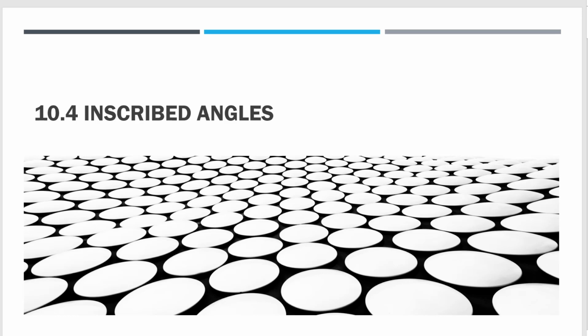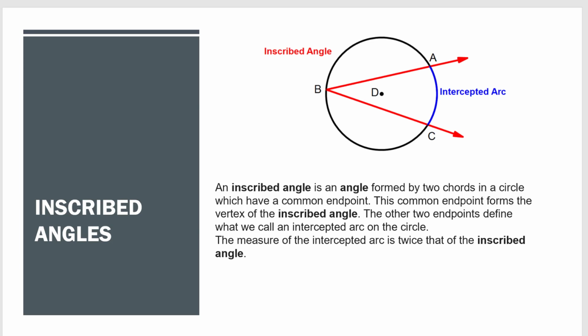Inscribed angles. We're going to start with a definition of the inscribed angle. An inscribed angle is an angle that is formed by two chords in a circle which have a common endpoint. So here is chord 1, here is chord 2, and then it has a common endpoint, which would be B. The common endpoint forms the vertex of the inscribed angle.